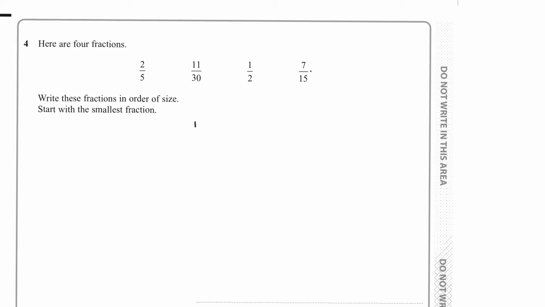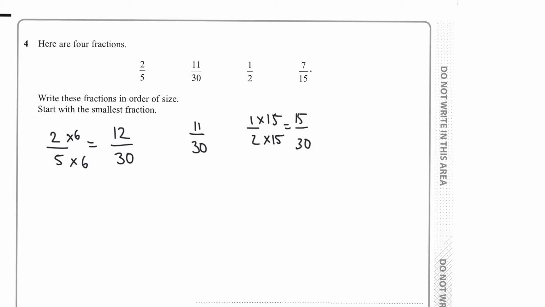So the 11 over 30 is not going to change. So the 2 over 5, to change it to have a denominator of 30, we're going to times both the top and the bottom by 6. That's going to change it to 12 over 30. Then the half, to change it to a denominator of 30, we're going to multiply the top and the bottom by 15. So we're changing to 15 over 30. And then the 7 over 15, multiply both the top and the bottom by 2. And now we change it to 14 over 30.